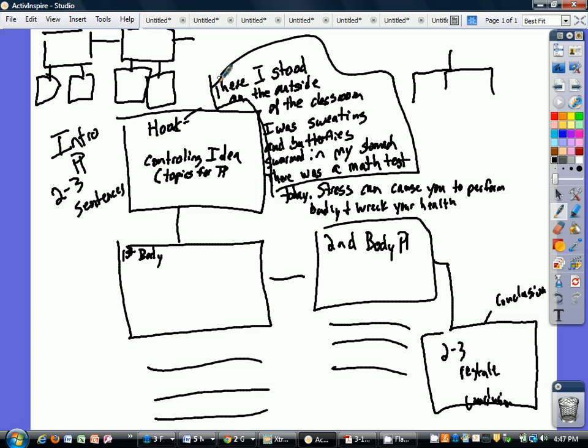Those are my two topics for my body paragraph. That's my controlling idea and thesis. All right. Stress can do two things: cause you to perform badly. Paragraph 1, wreck your health. So, perform badly.